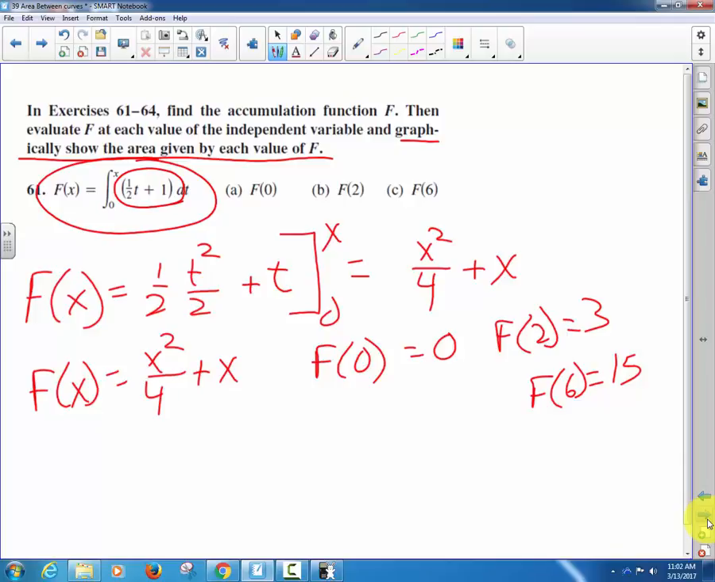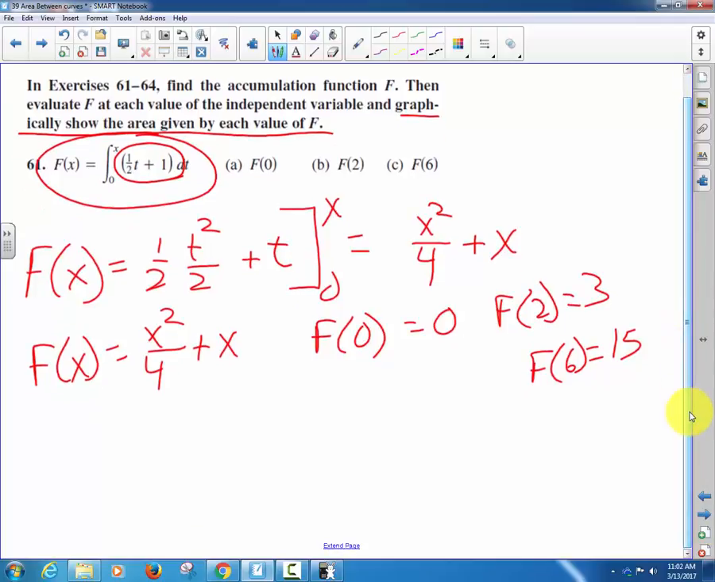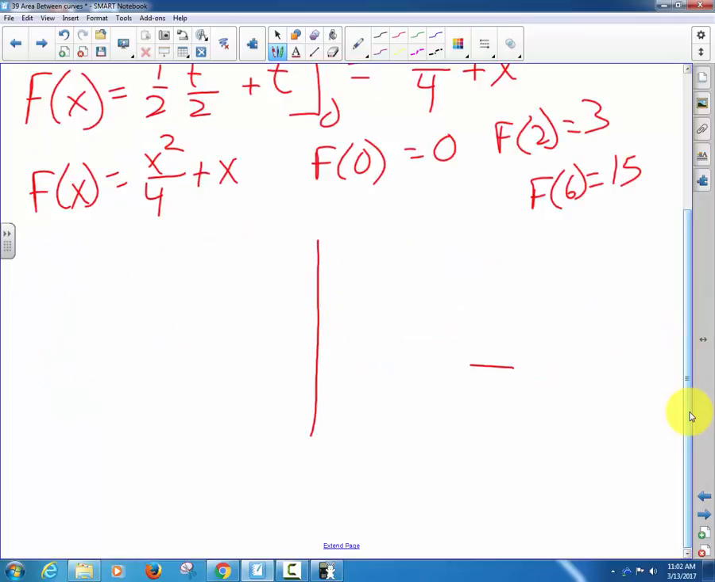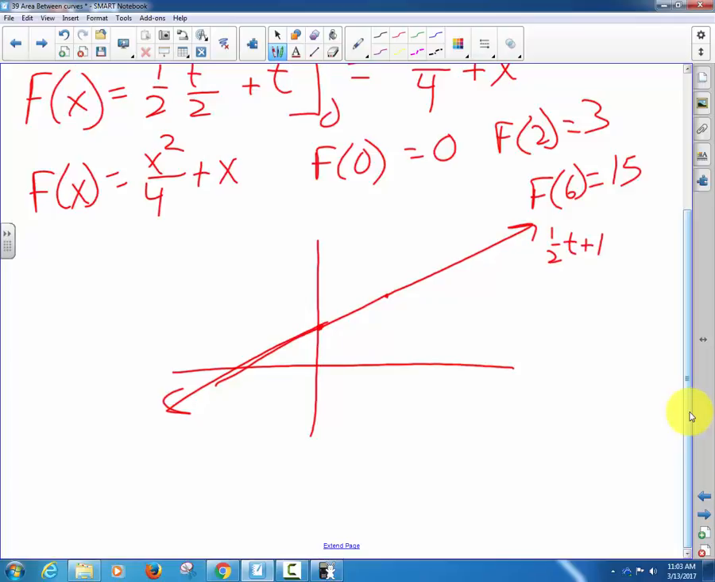Well, let me show you why I think it needs to be the 1/2 t plus 1. If I graph the 1/2 t plus 1, here's 1, up 1 over 2. This is what my line looks like. This is 1/2 t plus 1. Now, how do I graphically represent f of 0 equals 0? Well, how did we get f of 0? We plugged 0 into here. We integrated from 0 to 0. We just integrated on that line. What's the area of a line? 0, because it doesn't have any.